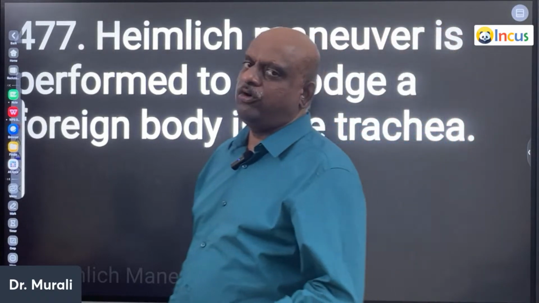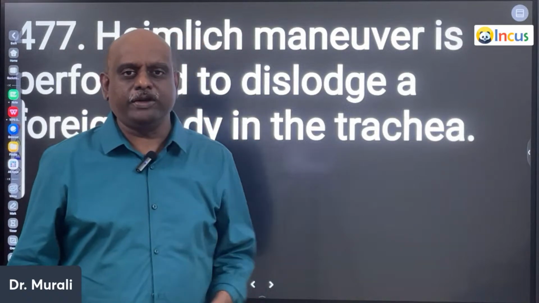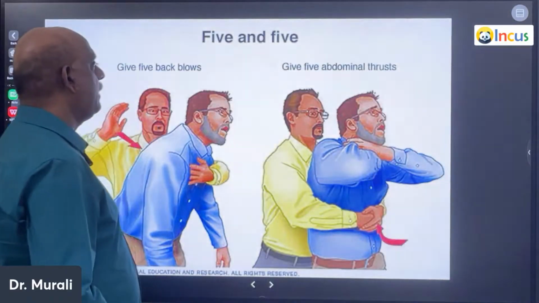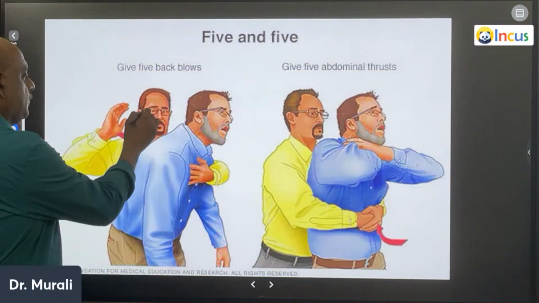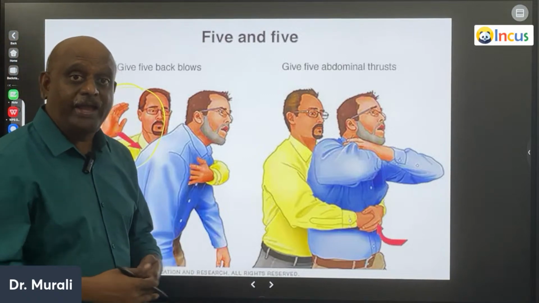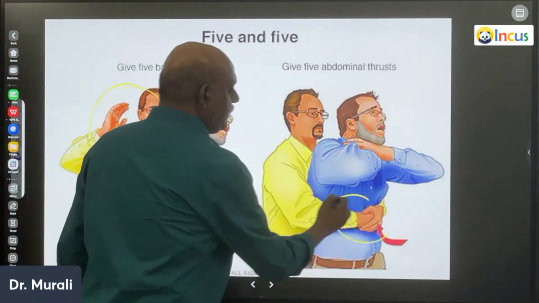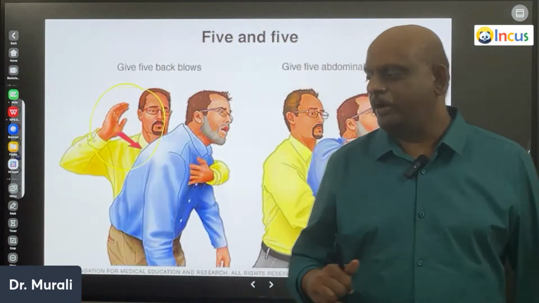Now, whenever there is any foreign body in the trachea, to relieve it, what will you do, doctor? Heimlich's maneuver. In Heimlich's maneuver, give 5 blows, and give 5 abdominal thrusts. So these are the two things which are done in the Heimlich's maneuver in order to relieve the foreign body.